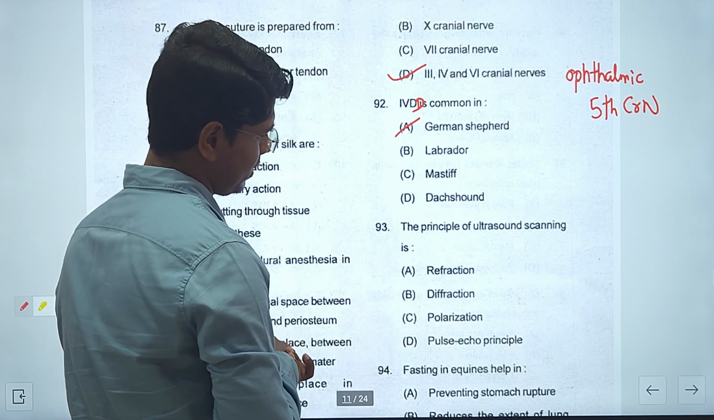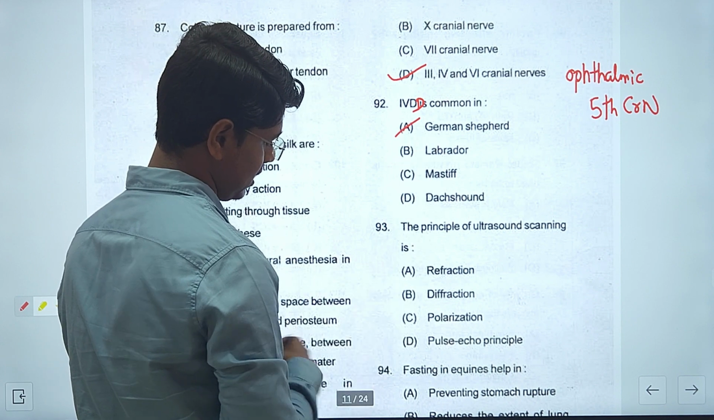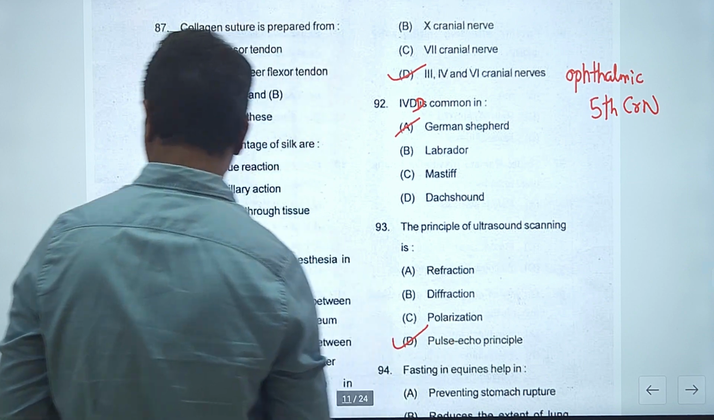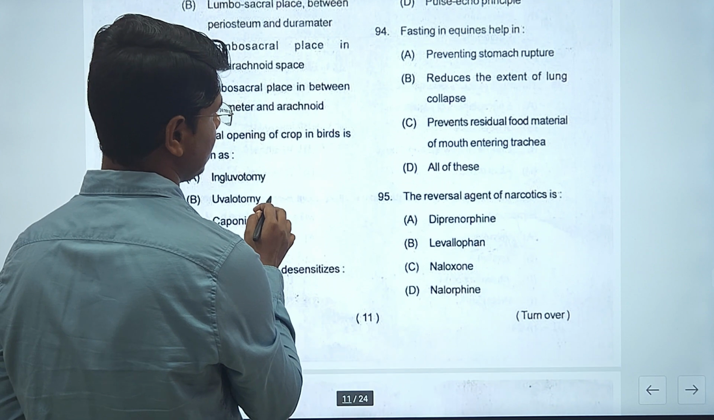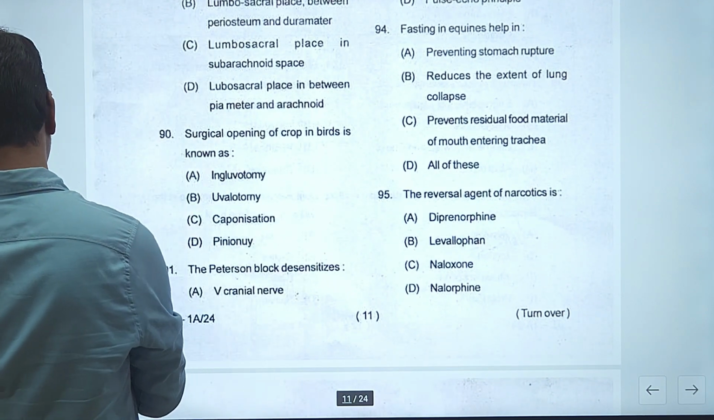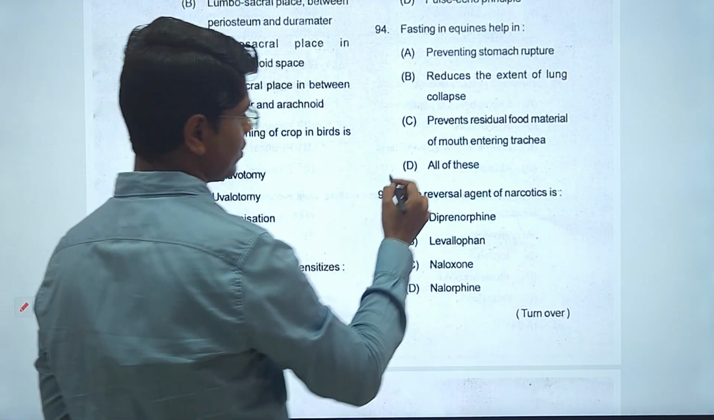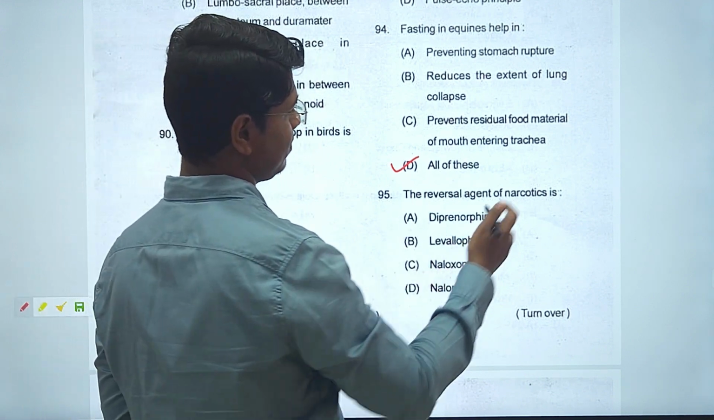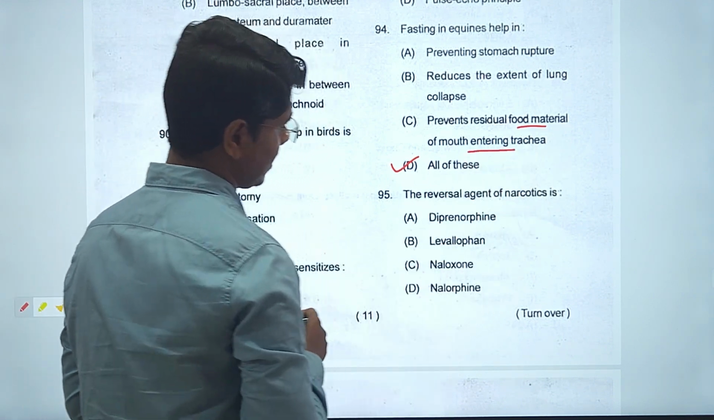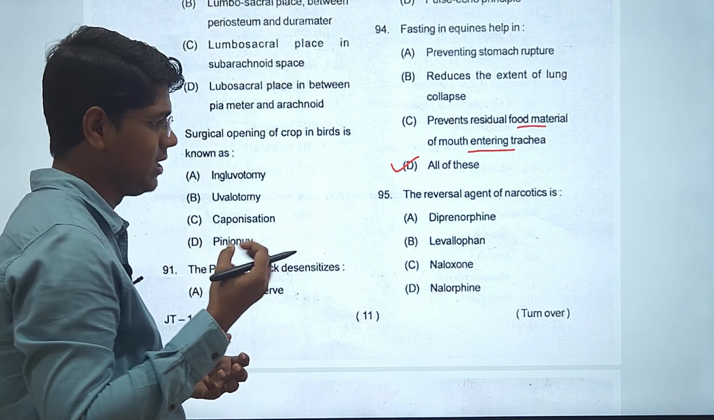The principle of ultrasound is scanning, refraction, diffraction, pulse echo principle. 94. Fasting in equine helps in, answer is all of this. It prevents gastric rupture. It also increases the extension of lung. And also prevents the food material entering the trachea because of the relaxation of the esophageal sphincter.